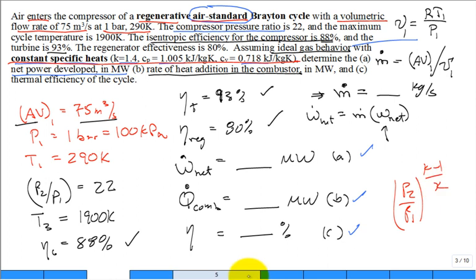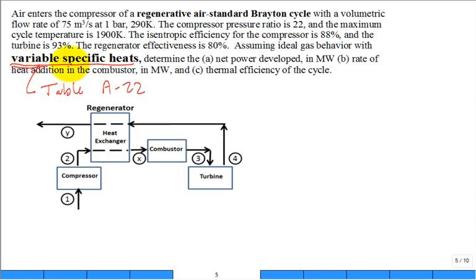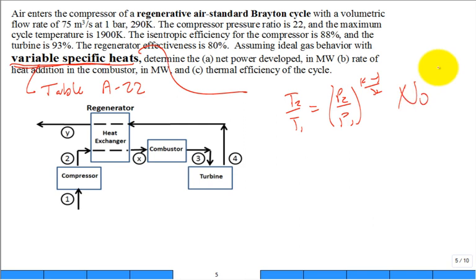Now, they come in and they say, no, use variable specific heats. Should you ever use T2 over T1 is equal to P2 over P1 to the k minus 1 over k? Should you ever use that equation now for this problem? No. A big no. Because that equation assumes constant specific heats. Should you ever use this c sub p delta T? No. Use table A22.